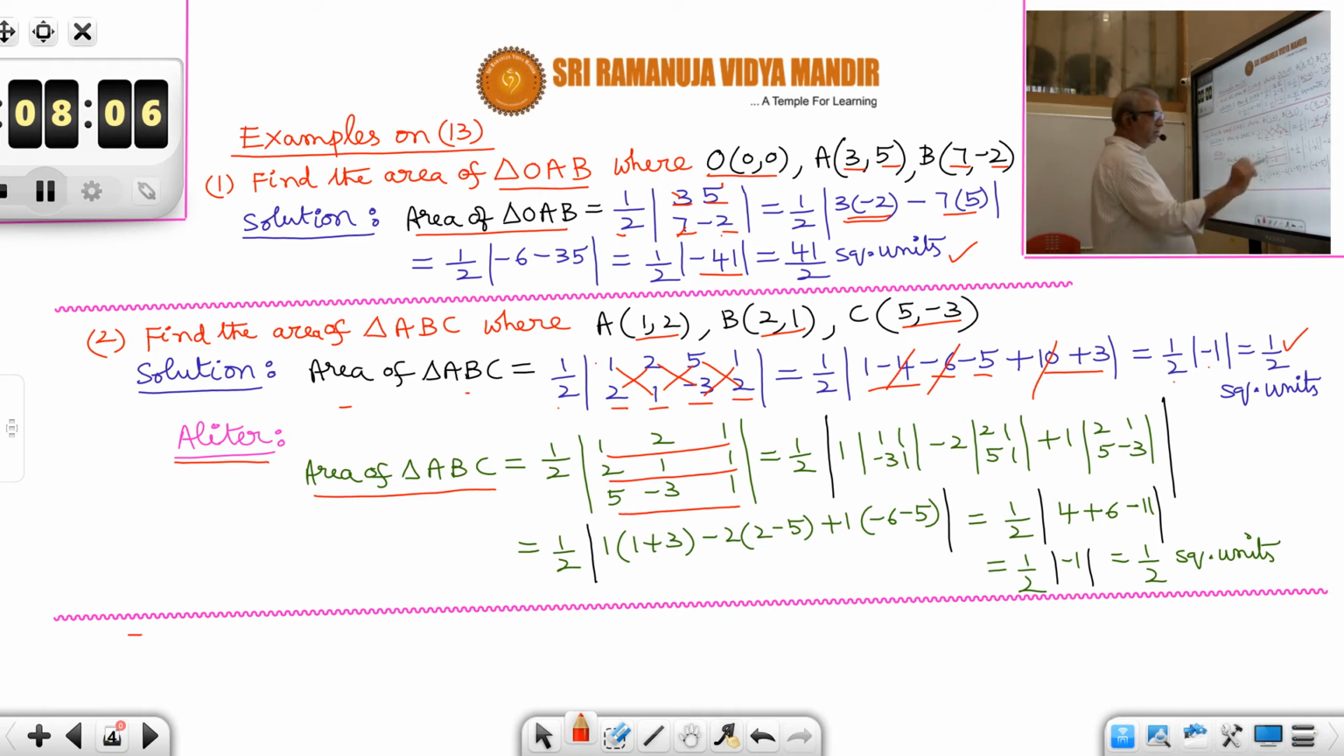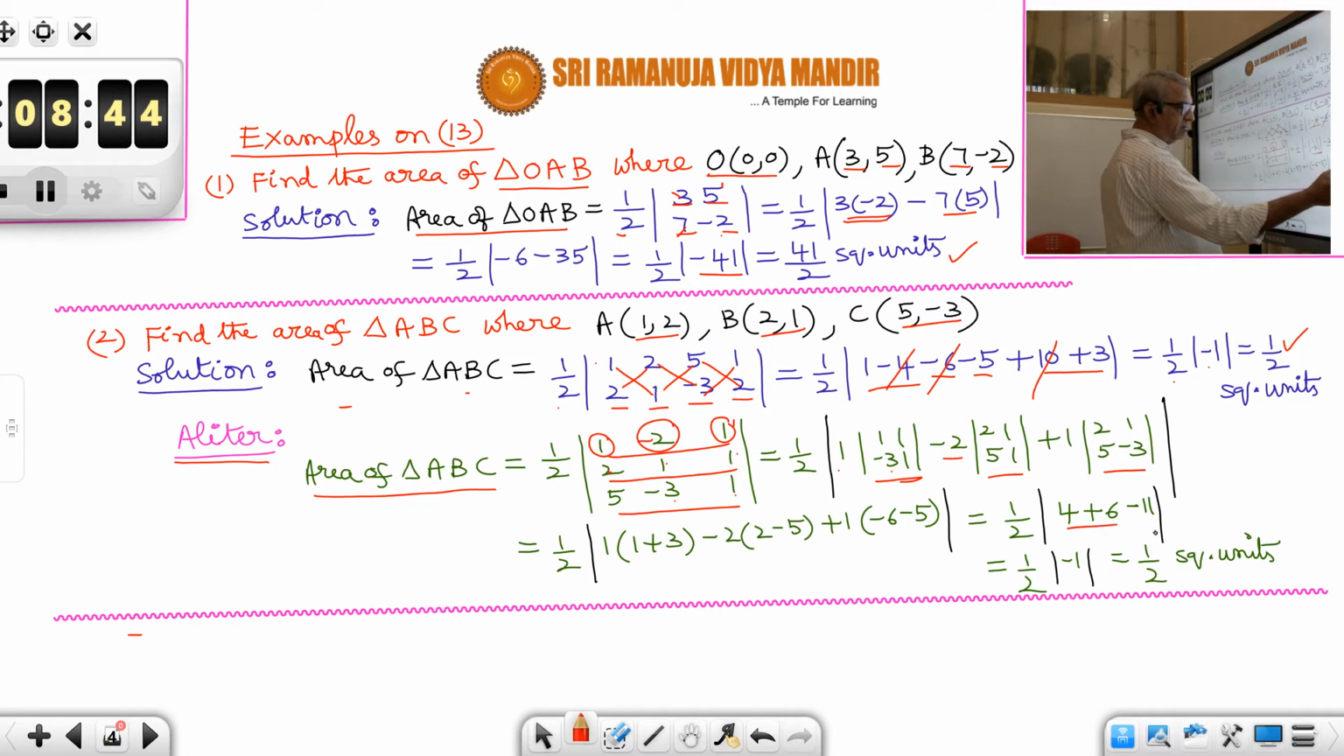Then half into, how to expand the 3 by 3 determinant? Take the first row elements. I will take first row 1 and its minor: leaving the first column and first row, 1 1, minus 3 1, that 2 by 2 determinant. For the second element I have to take minus, is it not? Minus 2 into, leaving the second column and first row, you will get 2 1, 5 1 as the remaining elements. Plus the last element positive only, plus 1 into, leaving the third column and first row, you will get 2 1, 5 minus 3. Then you can expand.